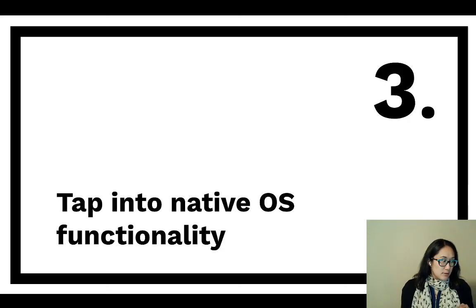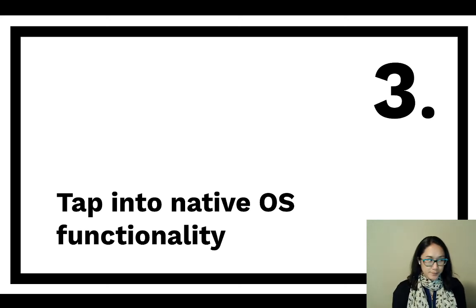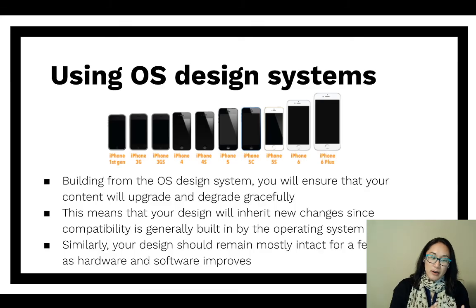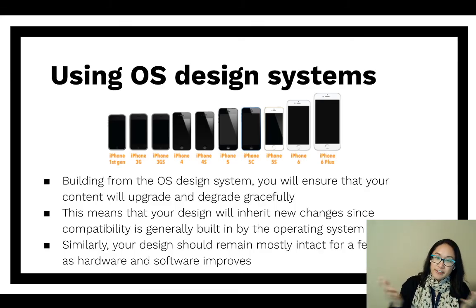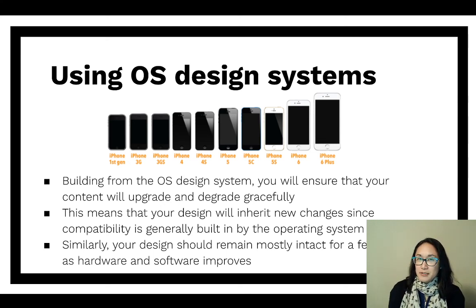So some last pieces of information to leave you with are the operating system level functionality that you can utilize in your tablet product design. So here we have the spectrum of devices that have been created by Apple. It starts off at first gen, ends at 6, but we're way beyond that. So when you use the operating system design systems, meaning you use what's been natively built for that ecosystem.